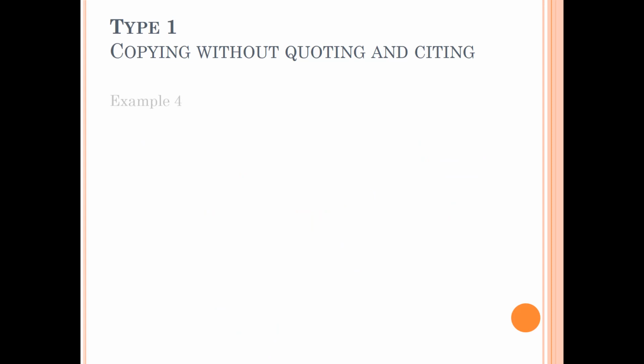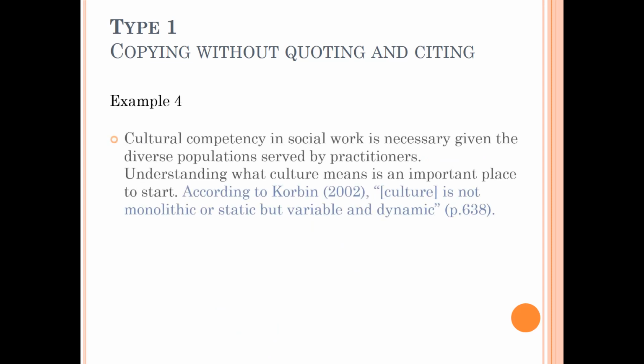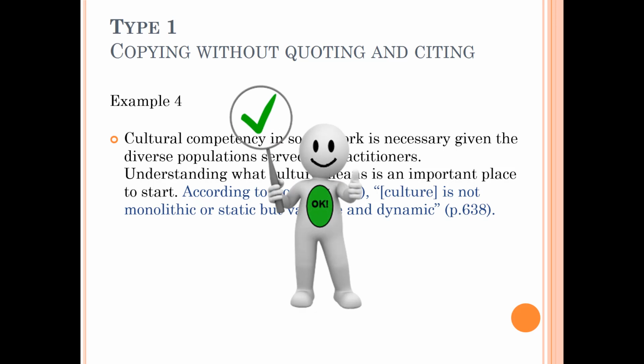Okay, what about this example 4? Again, same 2 sentences, and now I've written, according to Corbin, quotes, culture is blah, blah, blah, and I have a page number. So you probably guessed that yes, this is okay. This is the correct way to properly cite one's source when it comes to quoting the source verbatim.